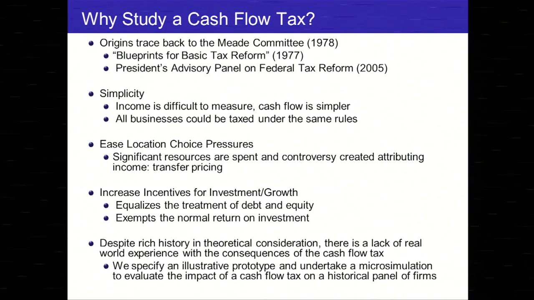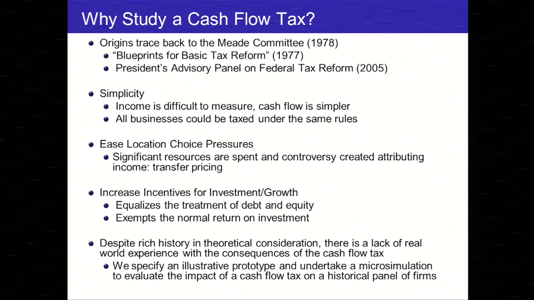When you think about the goals we were trying to get to, one was simplicity. Income is broadly difficult to measure and subject to a lot of gaming on the part of corporations, so cash flow is a simpler way to go. The idea would be eventually that all businesses, and not just corporations, would be taxed under this system, although what we're going to consider right now is just subchapter C corporations. A cash flow tax with a border adjustment should ease location choice pressures. There are a lot of resources spent on the firm side attributing income, and this can lead to things like transfer pricing and the incentives and games associated with that.